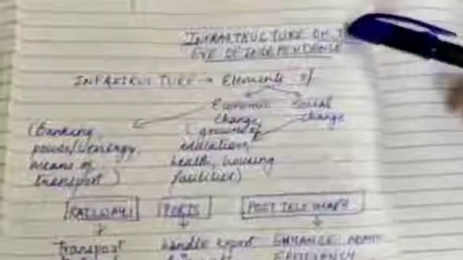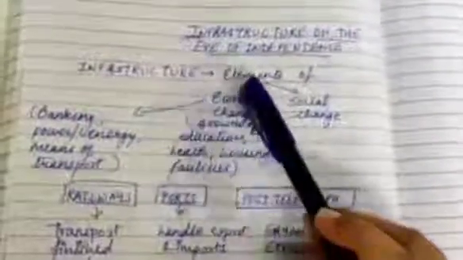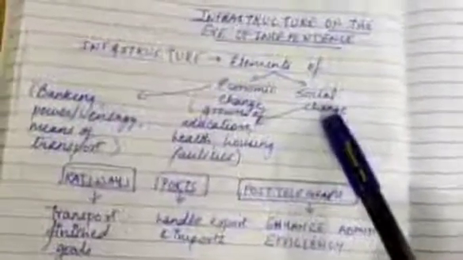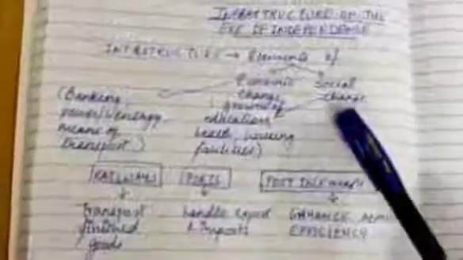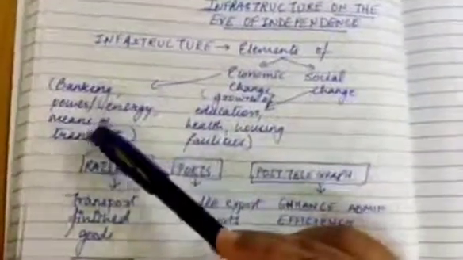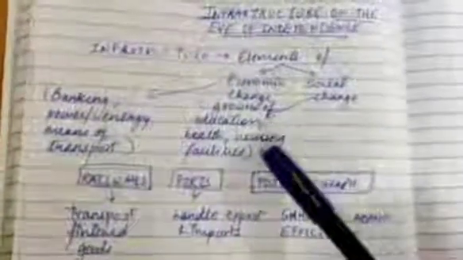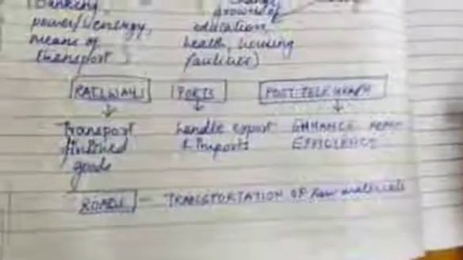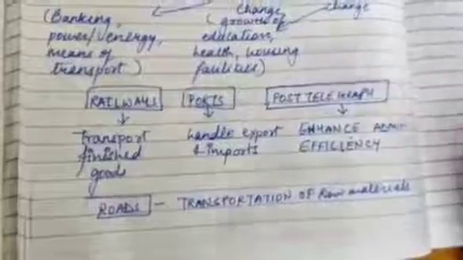Now proceeding towards infrastructure on the eve of independence. Infrastructure comprises the elements of economic change as well as social change, which serve as a foundation for the growth and development of a country. Basically, economic change has banking, power, energy, and means of transport, whereas social change is the growth of education, health, and housing facilities.